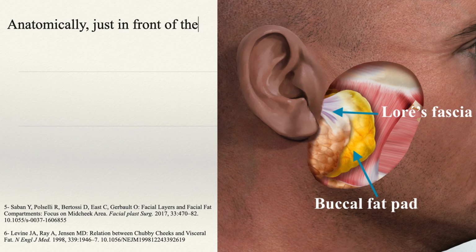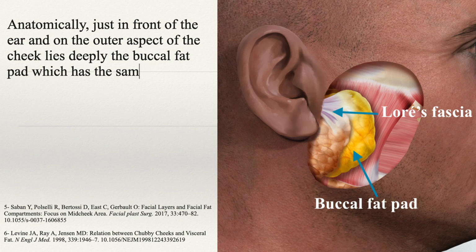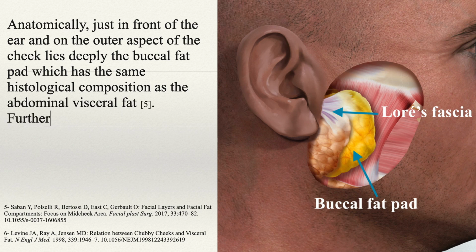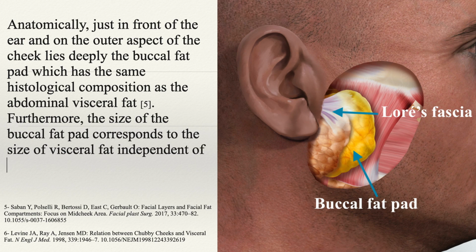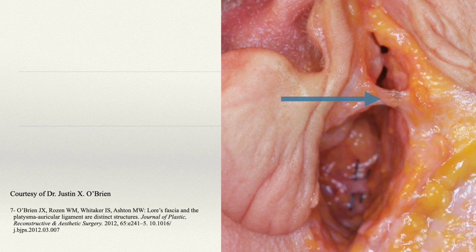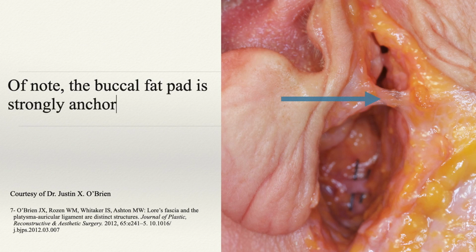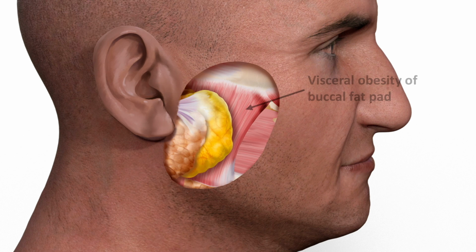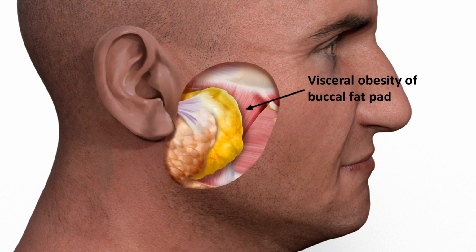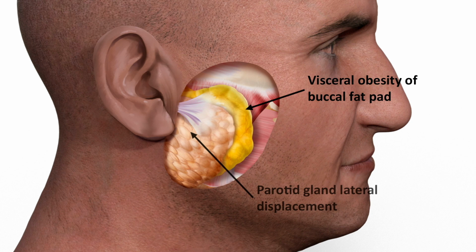Anatomically, just in front of the ear and on the outer aspect of the cheek lies deeply the buccal fat pad, which has the same histological composition as the abdominal visceral fat. Furthermore, the size of the buccal fat pad corresponds to the size of visceral fat, independent of body weight. Of note, the buccal fat pad is strongly anchored to the skull via Lohr's ligament. In visceral obesity, the size of deep cheek fat of the buccal fat pad increases, causing lateral displacement of the parotid gland and Lohr's ligament tension.